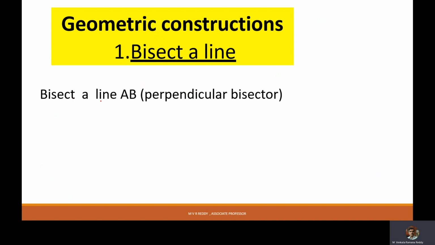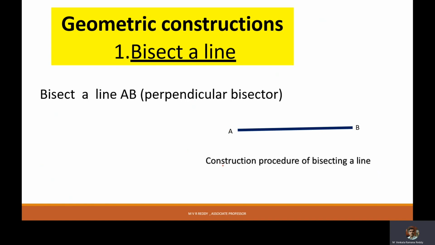So here we have to bisect line AB, that is also called perpendicular bisector. Here line AB is to be bisected. So for this, what is the construction procedure? That we'll see now. Now we'll move towards the construction of bisecting a line.